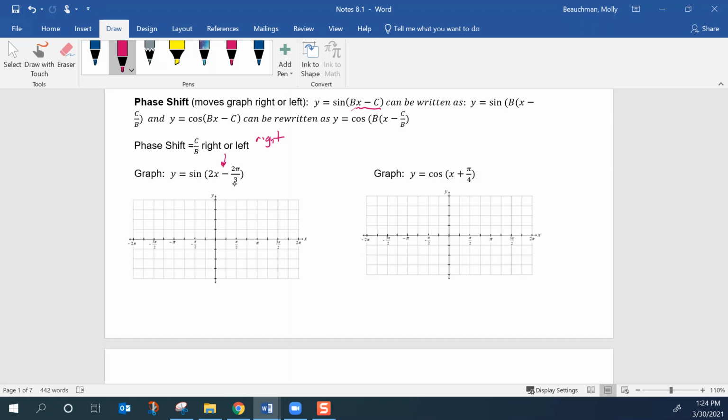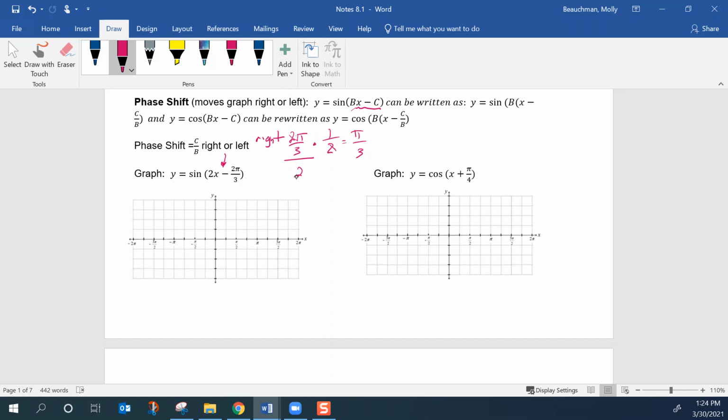c over b. C is 2 pi over 3 divided by b, which is 2. So 2 pi over 3 divided by 2 means 2 pi over 3 times 1/2, multiplied by the reciprocal. And I end up with pi over 3. Okay? So this graph, y equals the sine 2x minus 2 pi over 3, is going to move to the right pi over 3. Now, what graph is moving? Notice there is no amplitude a, but there is b times 2x. So it's going to shift to the right pi over 3.